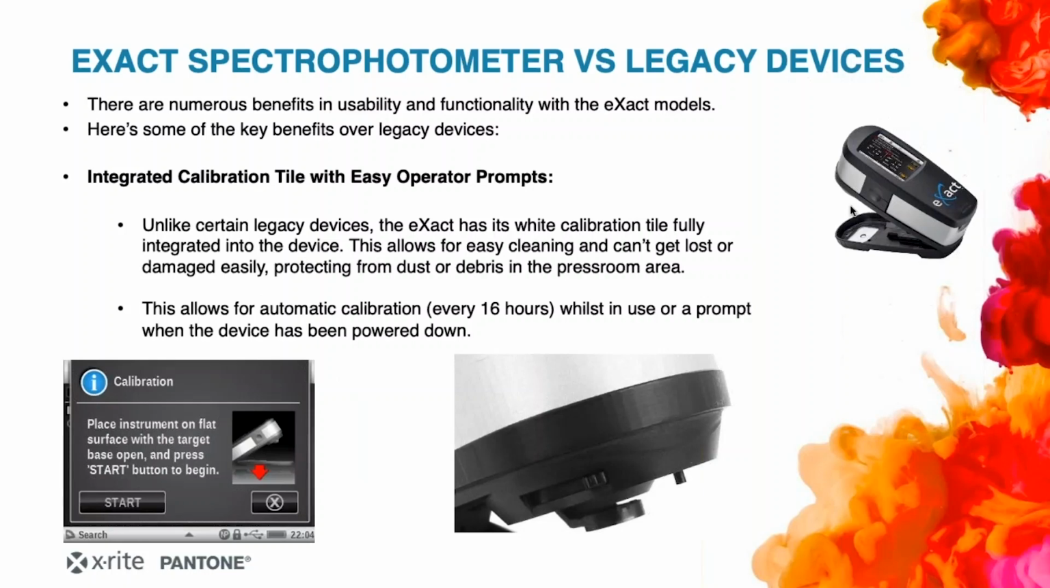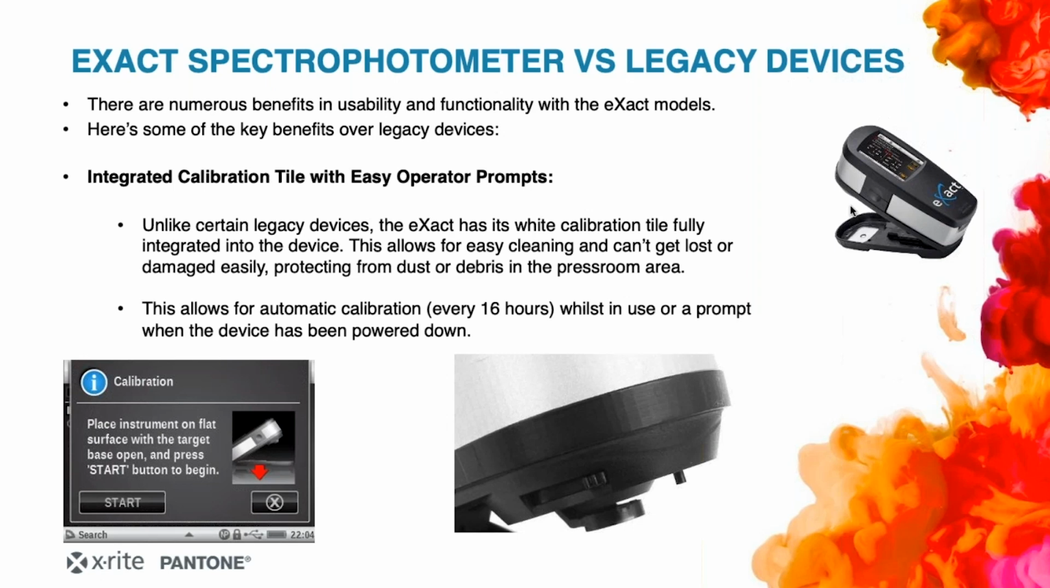Another key benefit of the device over legacy instrumentation is that there's no separate calibration tile or shoe with the device itself. The calibration tile is actually integrated into the handset device, and this allows for two main benefits. Firstly, the tile can't be lost or damaged easily. And secondly, the device will actually self-calibrate when powered on every 16 hours. This then doesn't require any operator interaction apart from a very short button press on the touchscreen device, which you can see on the left-hand side.